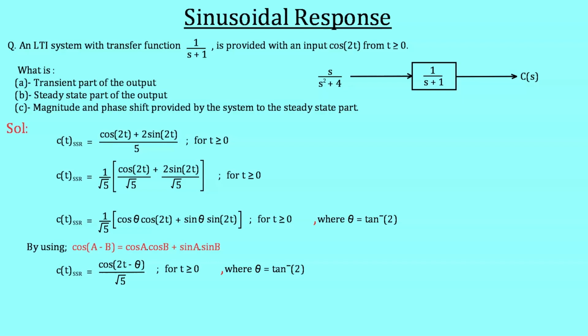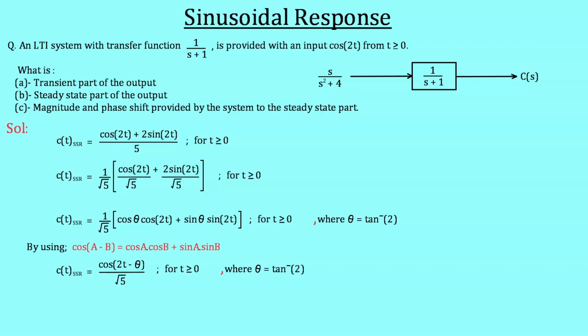The only reason being that if I had taken sin theta equal to 1 by root 5, then the final expression would come in terms of sin theta. But since the input is taken in terms of cos, I wanted to convert the expression of the steady state response in cos terms only. That's why I have taken cos theta equal to 1 by root 5. I hope you are getting my point.